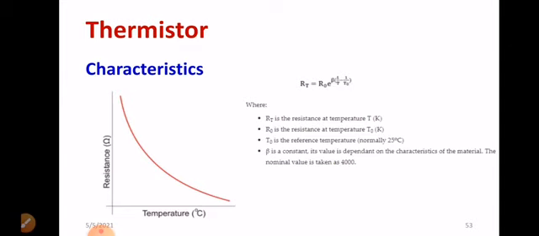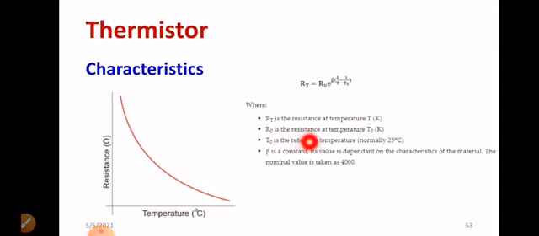You can observe the thermistor characteristics. This thermistor is basically an NTC type thermistor. Here resistance and temperature are inversely proportional. With the help of one equation I can represent an NTC type thermistor: RT is equal to R naught times e to the power beta into (1 by T minus 1 by T naught). What is RT? RT is the resistance at temperature T in Kelvin. What is R naught? The resistance at the reference temperature. T naught is nothing but the reference temperature.